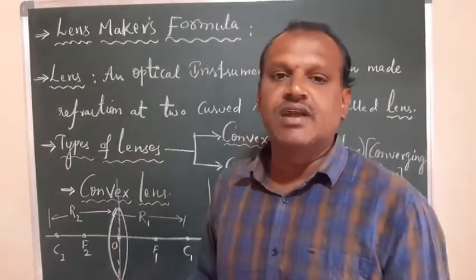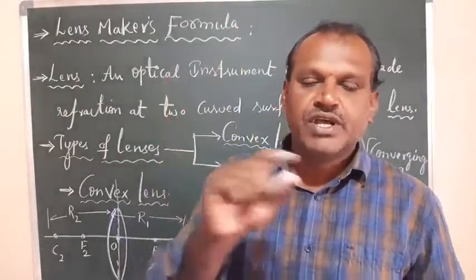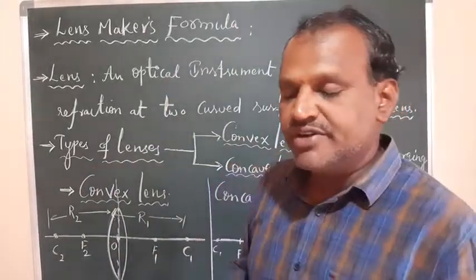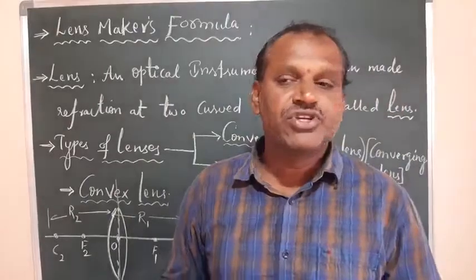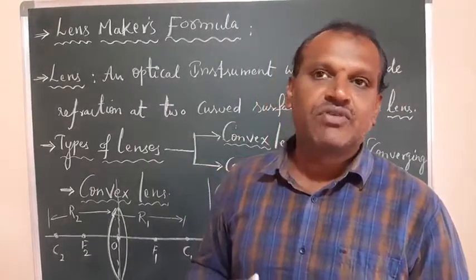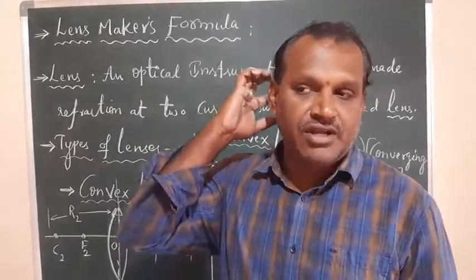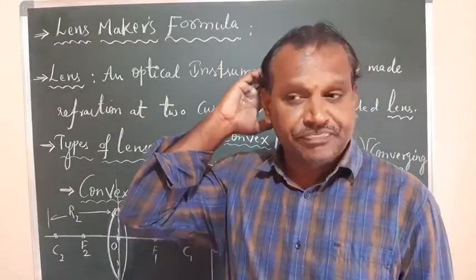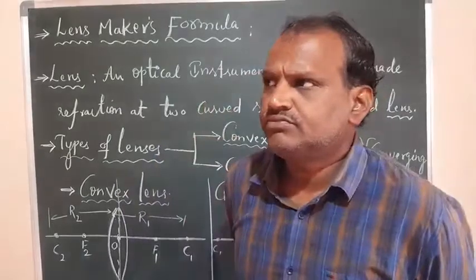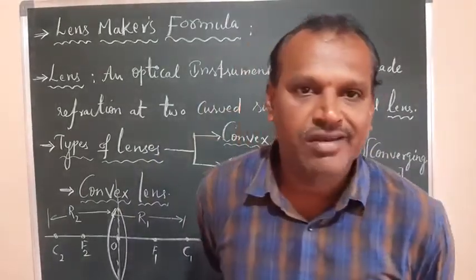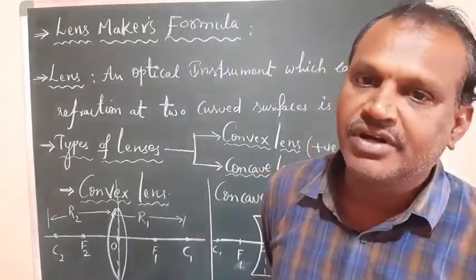For any curved surface there are two media. The refractive indices are mu1 and mu2, the object and image distances are u and v, and the radius of curvature is capital R. Then we have the relation we already saw: mu2 upon v minus mu1 upon u is equal to mu2 minus mu1 by R. We already derived that equation, right?